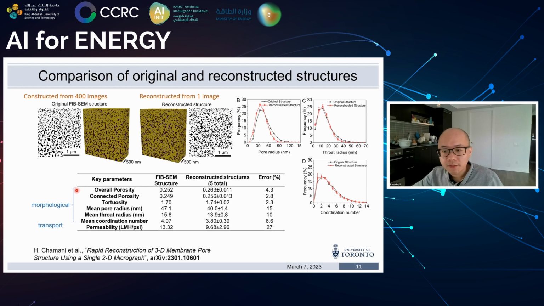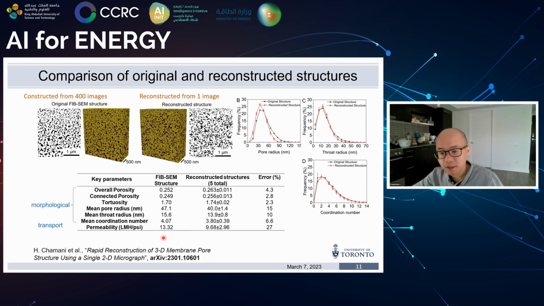And in this table, we provide a further quantitative comparison for several key parameters affecting the membrane performance. We can see that the morphological parameters are quite similar between the reconstructed and the original one. On the other hand, we can see the error of the permeability is somewhat larger.